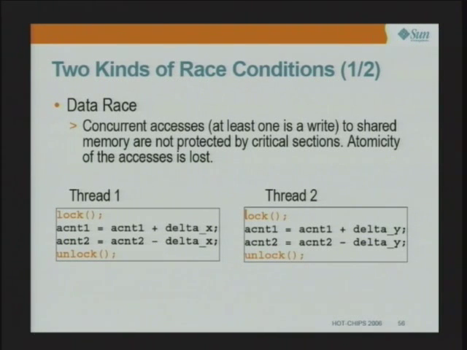There are two kinds of race conditions, essentially, in your program. One is data race. A data race happens when two threads concurrently access the same memory location, at least one is a write, without protecting the access by critical sections. In this case, the atomicity of the access is lost. For example, you have two accounts and you want to do a transfer between them. You really want to put these two accesses in locks or critical sections, or use some scheme to make sure the atomicity is achieved.